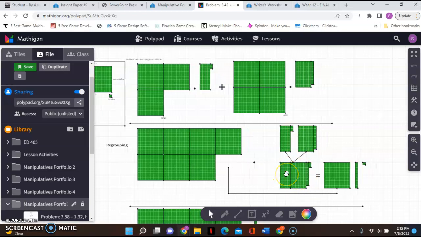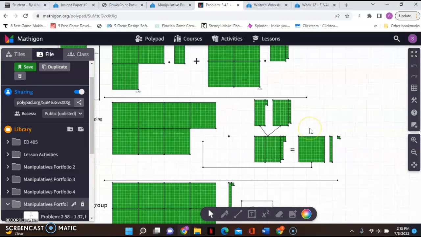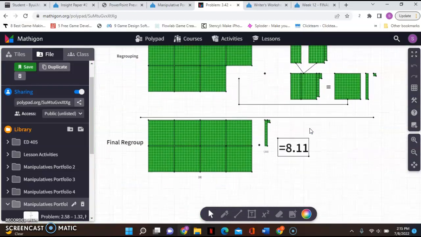And so here, when we combine the two values of 0.4 and 0.6, that adds up to a whole value of 1. And so we are left with a remainder of 1/10 and 1/100th. And so when we put everything together in the final regrouping process, we have 8 one-place values and then 0.11. And so your answer is 8.11.